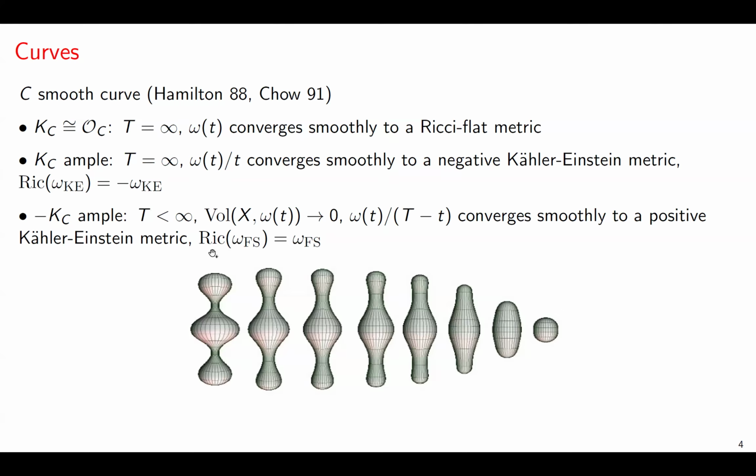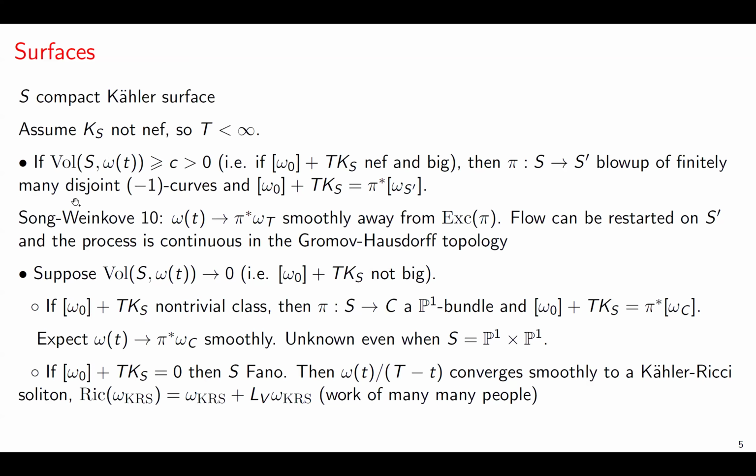So at the end of the day, one can recover the uniformization theorem via Ricci flow. Even though the original proofs were using the uniformization theorem, there were later additions where you can actually give an independent proof. So the next case one should look at is dimension 2.